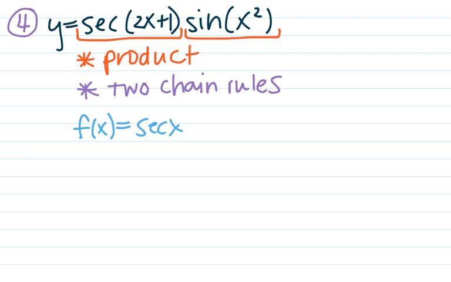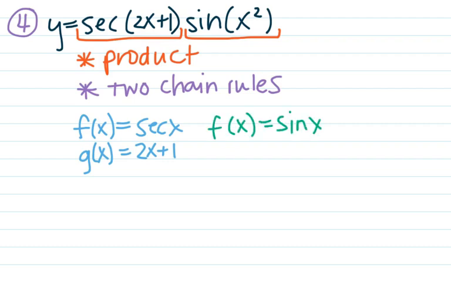Alright, so outside function is secant x, inside function is that 2x plus 1 for this first piece. However, when we come over to the second piece, we have a different outside and inside function. So for this one, the outside function is sine of x, and the inside function, actually, I'm going to use different names here. Since we've already used f and g, let's be fun. Let's use j and k. Inside function is x squared. Alright, here we go. It's going to be long, so you might want to give yourself some space.